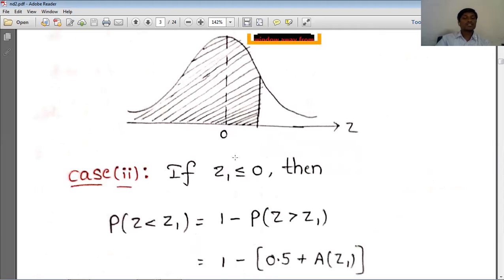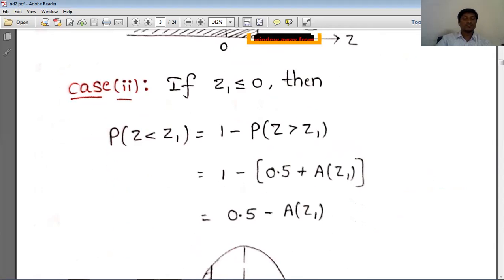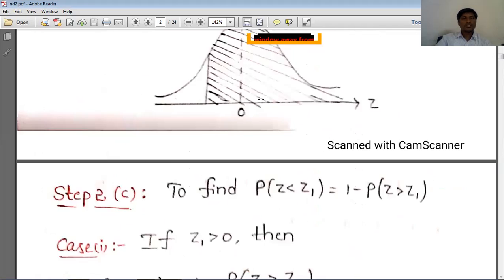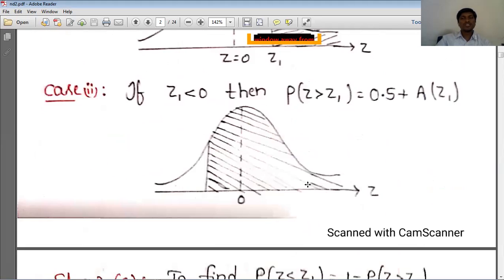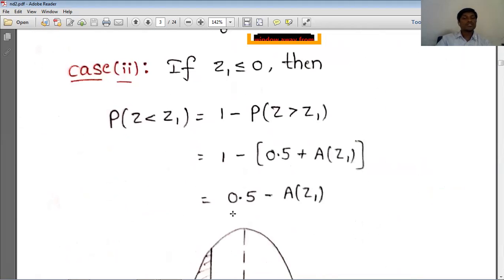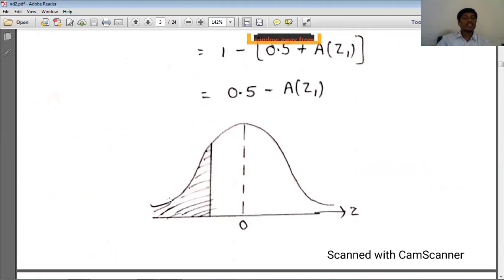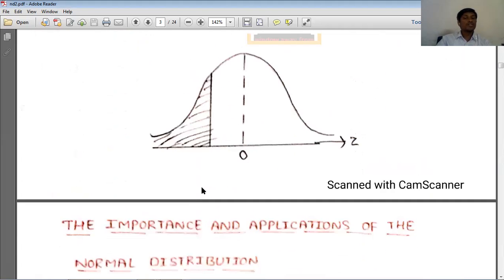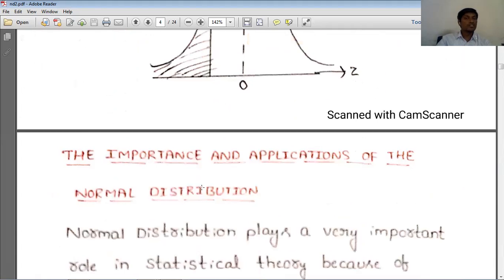Okay. Next, if z1 is less than 0, it's the same. Here z1 is less than 0, 0.5 plus area of z1. So that one we substituted, so 0.5 minus area of z1. So that one we wrote here. Okay, this is the shape of the curve. So these are the formulas we use when solving problems if we are asked to find probabilities.